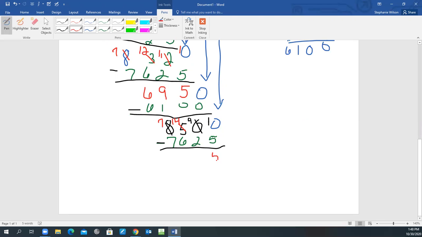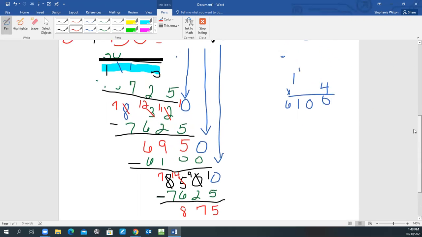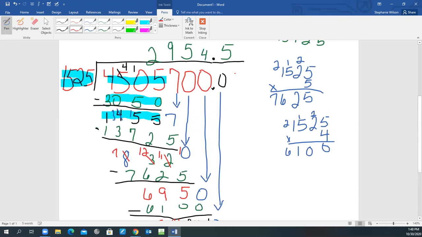10 minus 5 is 5. 9 minus 2 is 7. 14 minus 6 is 8. 7 minus 7 is 0. Then we're going to go back up to the top and add another 0 because we got to go out 3 decimal places because we're trying to find the hundreds place.